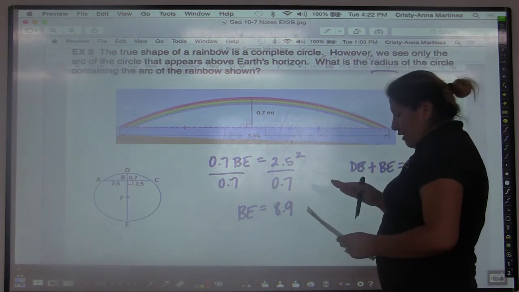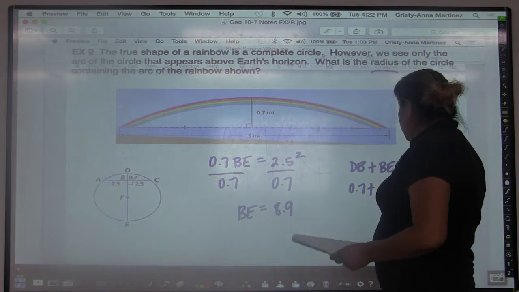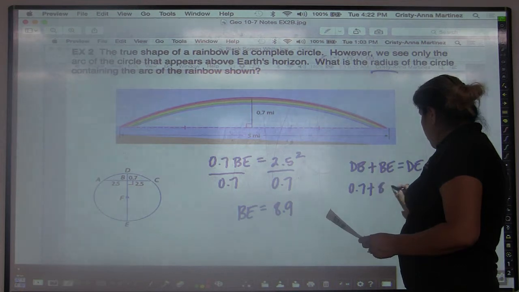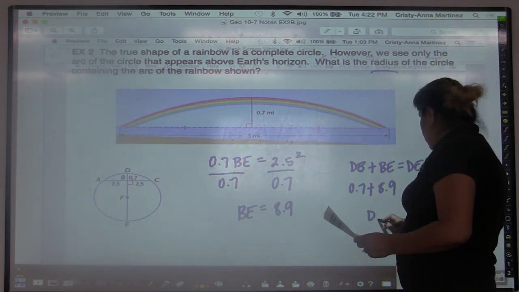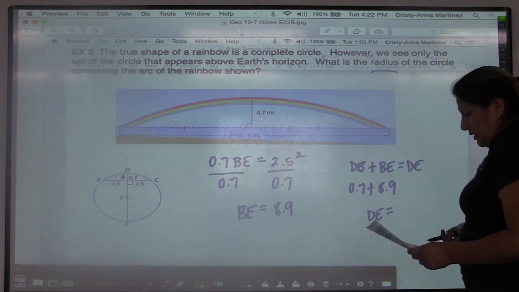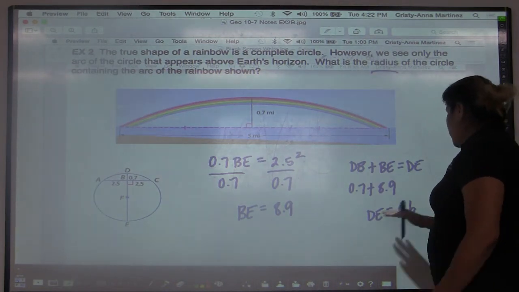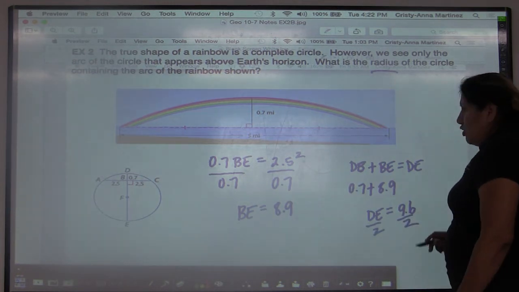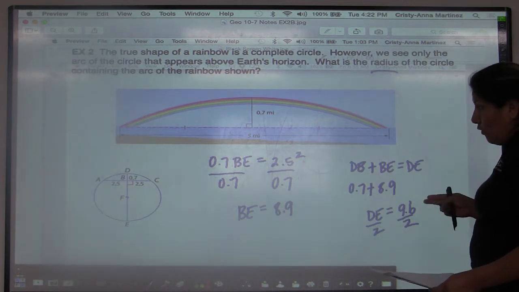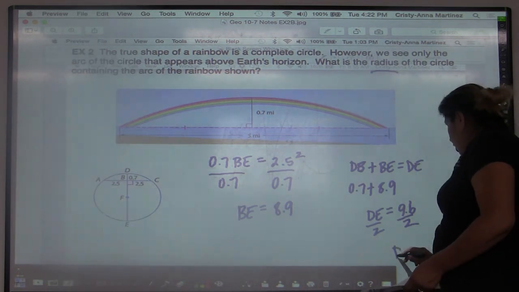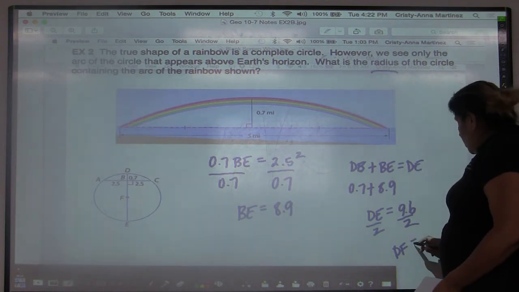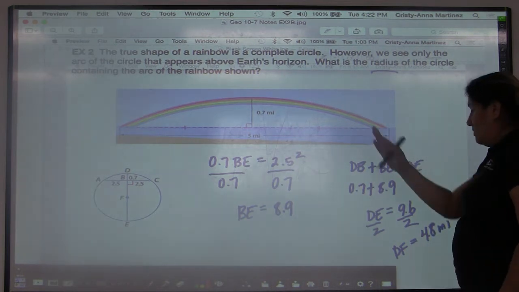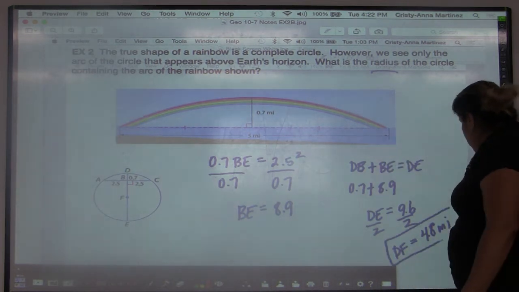So DB, we know from the diagram, is 0.7. We just figured out in this section here that BE is 8.9. So it turns out the diameter, DE, is 8.9 plus 0.7, which is 9.6. And that will be the entire diameter. But to get the radius, we want to divide that diameter by 2. So the radius, which is actually just DF or FE, so I'm just going to call it DF here, is equal to half of 9.6, which is 4.8 miles, because our units were in miles, right? So that would be my radius.